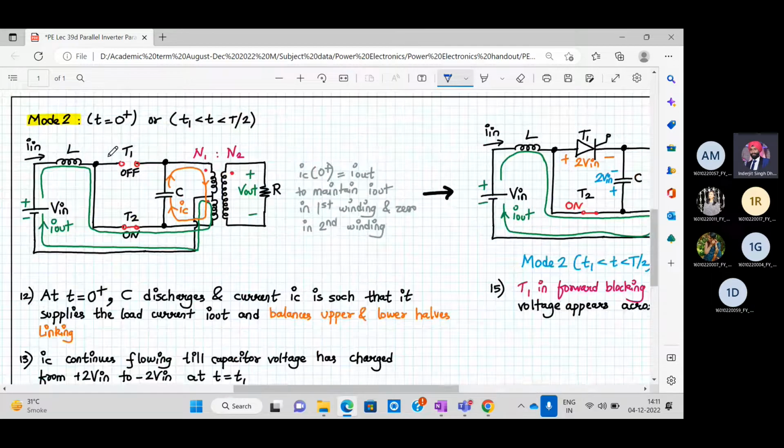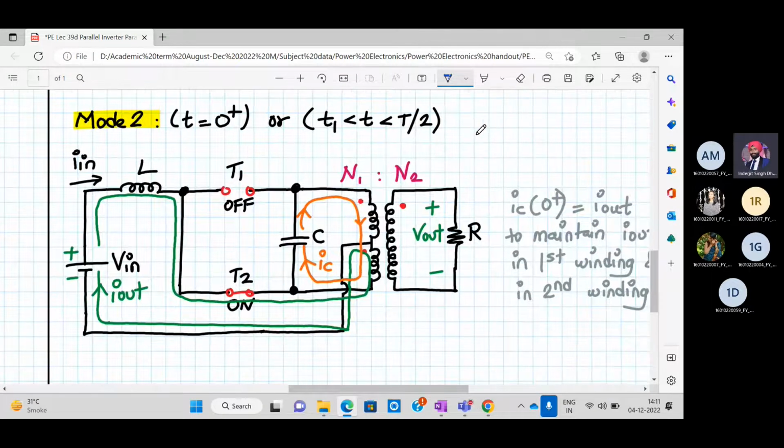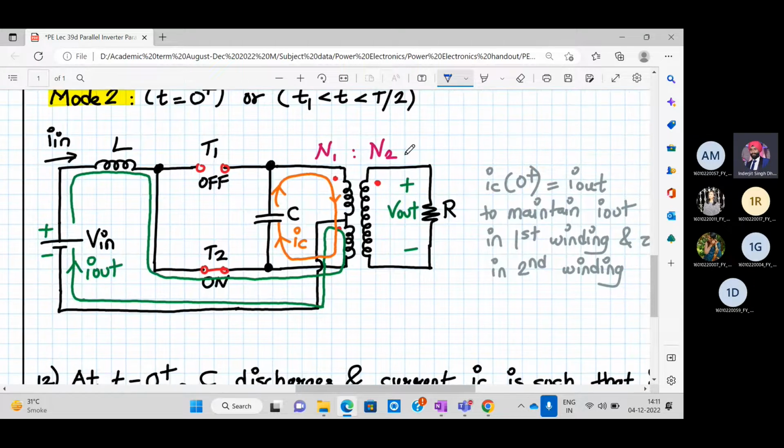Okay. So just time greater than 0, or it is between t1 and T by 2. All right. So now what was happening? T1 is off, T2 is on, and the current was flowing through T2, lower half of primary winding and back to minus V in. But at the same time, your capacitor is now discharging.